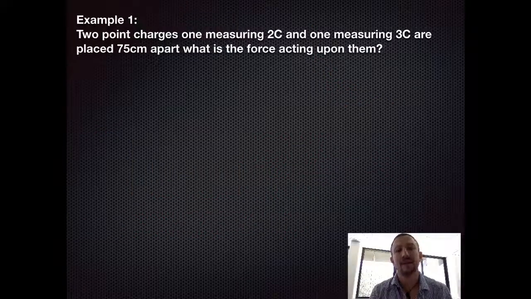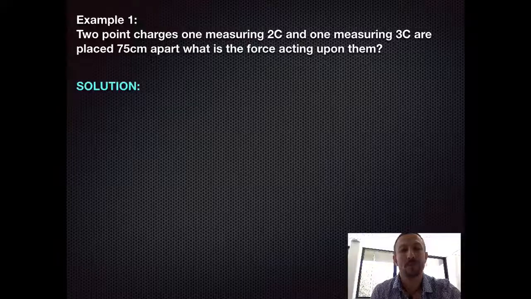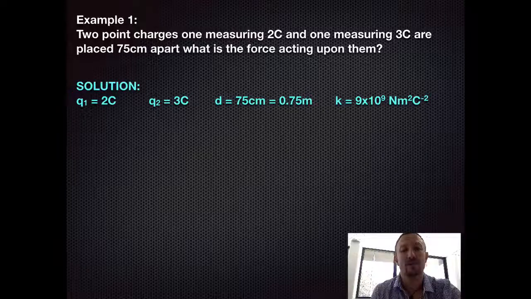So let's have a look at a very, very simple example that will hopefully show you how we can work through the Coulomb's law equation. So I've got 2 point charges, one measuring 2 coulombs and one measuring 3 coulombs, which are placed 75 centimeters apart. I want to determine what is the force acting upon them. In order to solve the problem, I need to write down what I know. My first charge is 2 coulombs, my second charge is 3 coulombs. The distance is 75 centimeters. I need to convert that into meters first, so divide by 100 and I get 0.75 meters.